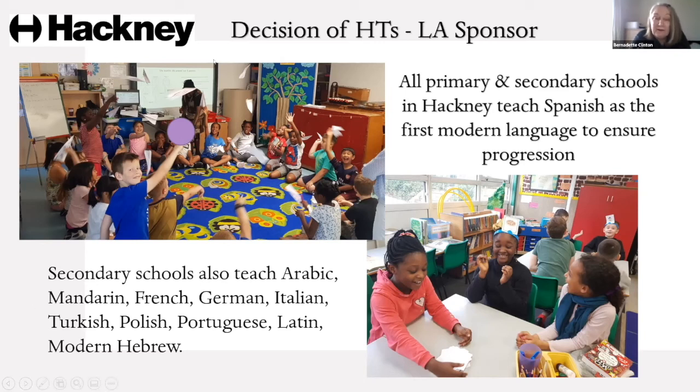So they all do that Spanish. So the primaries know that the work they've been doing at least over 4 years at Key Stage 2, some of them do Key Stage 1, that they will carry that on into secondary.